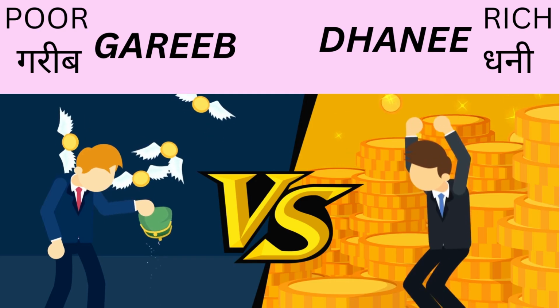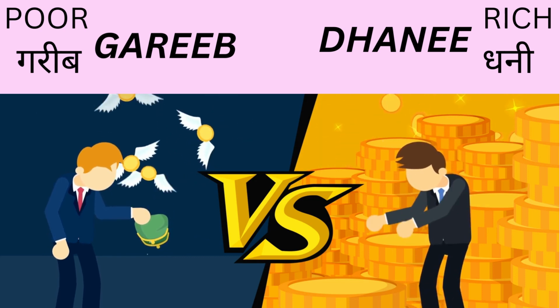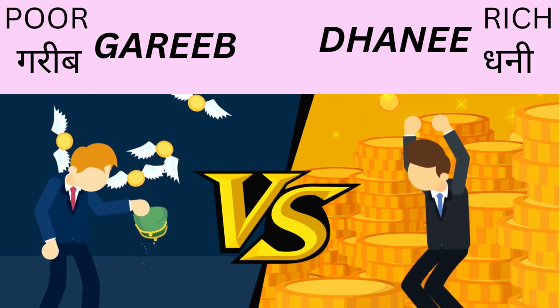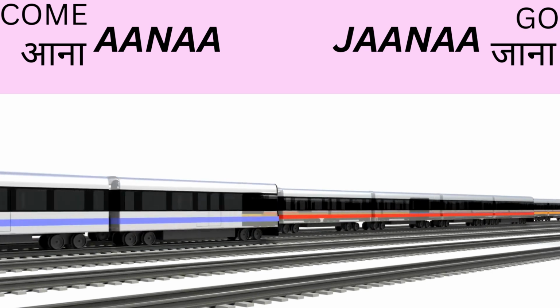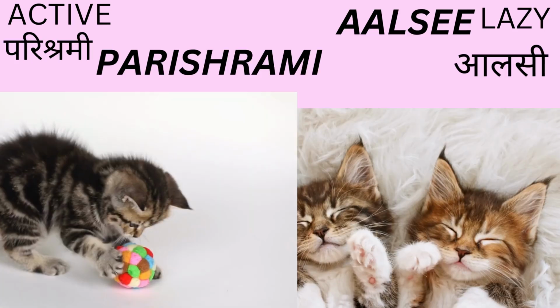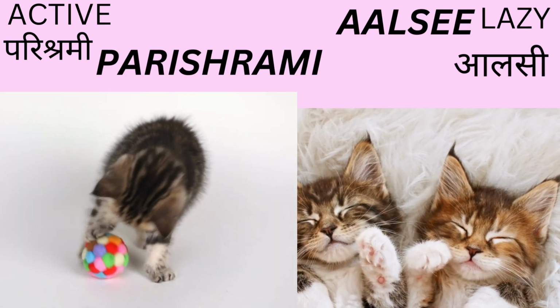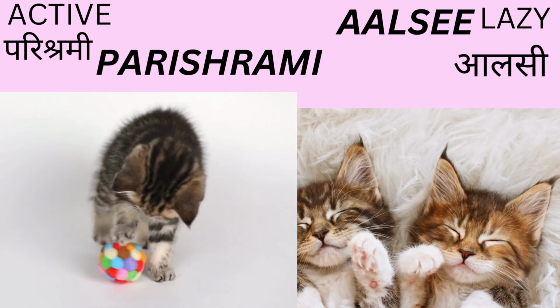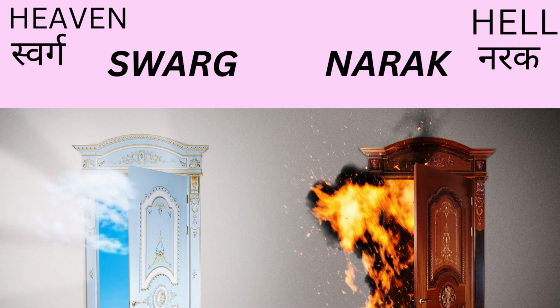Then comes rich and poor. Rich is dhani, and poor is gareeb. Come and go. Come is ana, and go is jana. Active and lazy. Active is parishrami and lazy is alasi. Parishrami, alasi. Swarg and narak. They stand for heaven and hell. Heaven is swarg, and hell is narak.